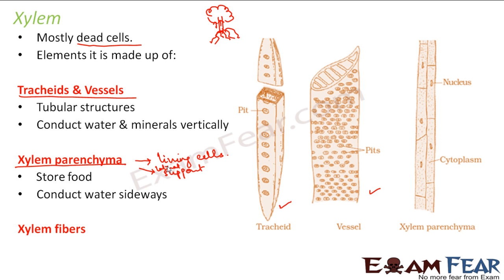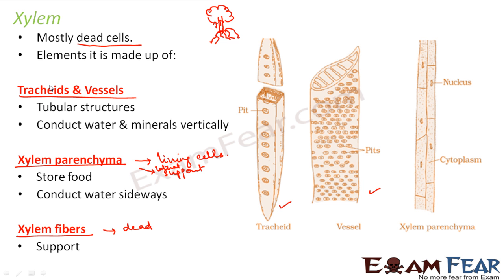Correct? Then we have xylem fibers. So what do xylem fibers do? Now these fibers are generally only for support. These are dead cells which are used only for support purposes. Right? So the xylem fibers are dead cells and they just provide support, right?